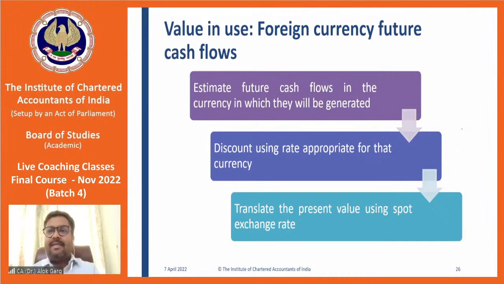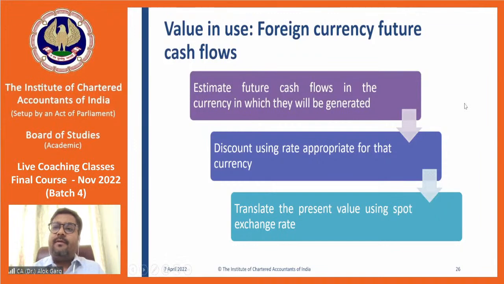So in this case, in value in use, of course, you need to estimate the cash flow. What is included in cash flow, what is not included in cash flow, we will discuss that in the next session, right? But today we will do some practical case studies so that you will be able to understand the concept of value in use, the concept of impairment, the concept of recoverable amount, right? And in value in use, there are two kinds of value in use. One is the value in use in the Indian currency and the other is the value in use in the foreign currency, right?